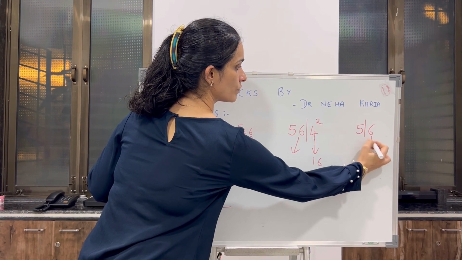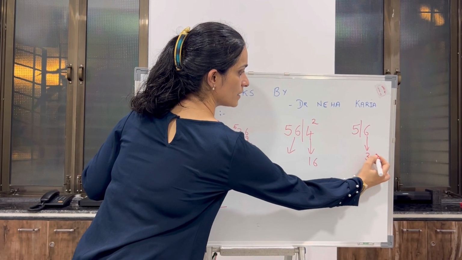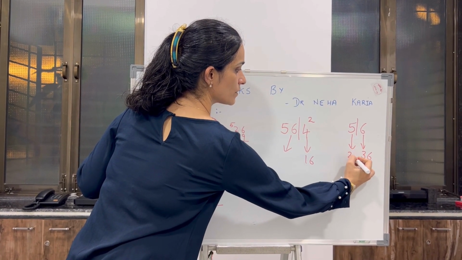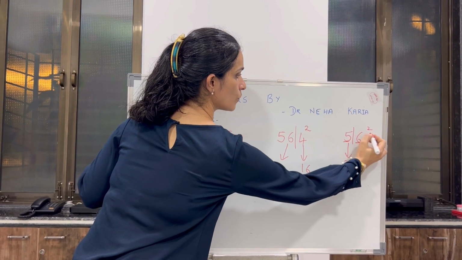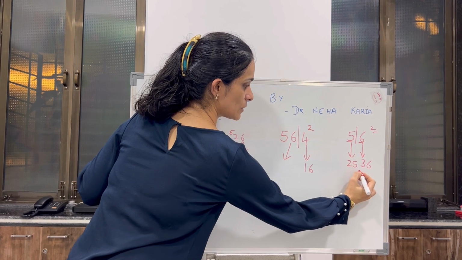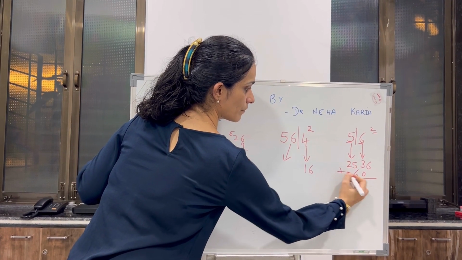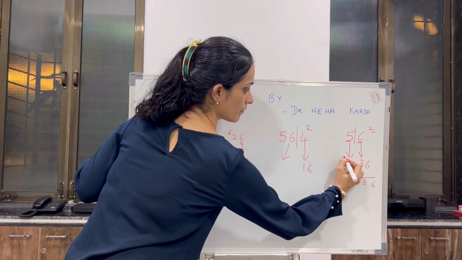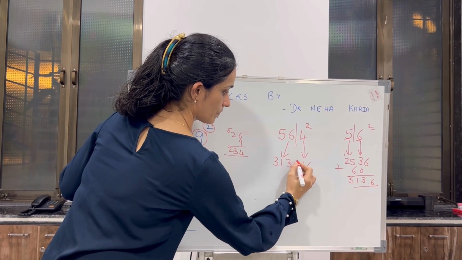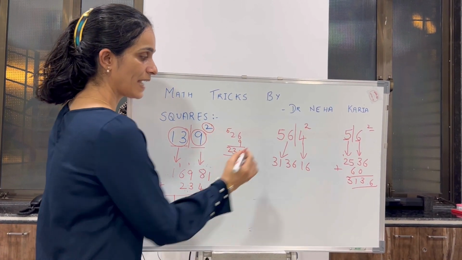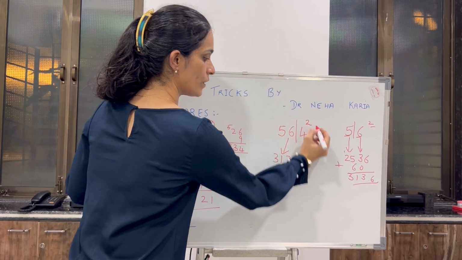What do I do? 6 square, 36. 5 square, 25. 5 into 6 into 2. 5 6s are 30, 2 3s are 60. 3136. Now what do I do? I multiply 56 into 4 into 2.